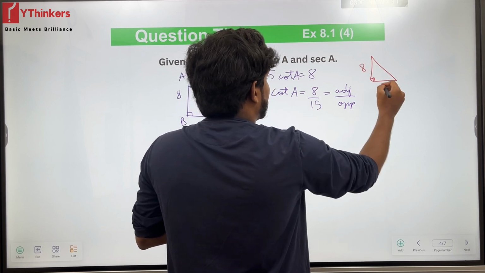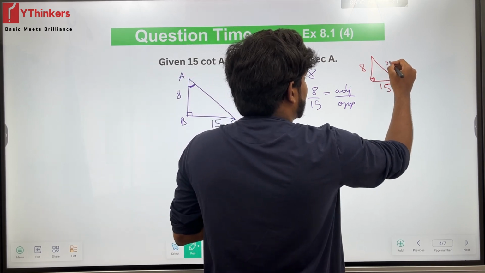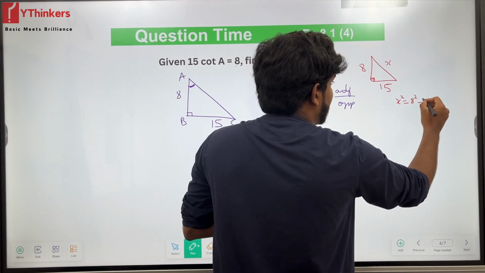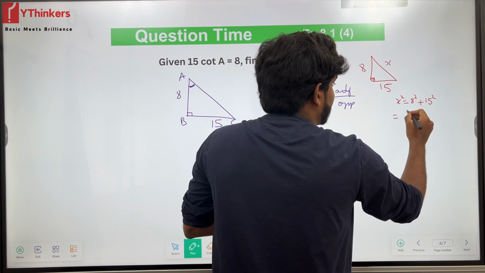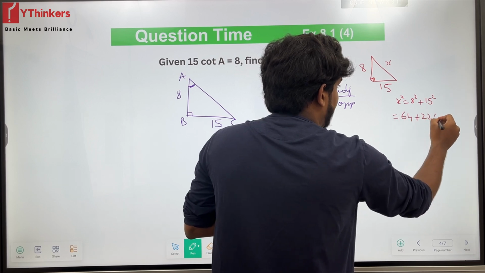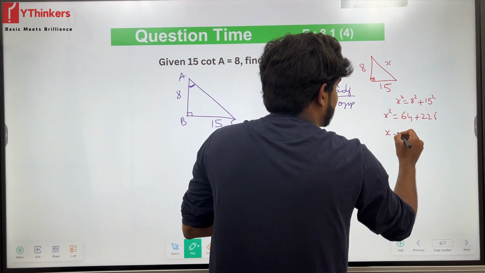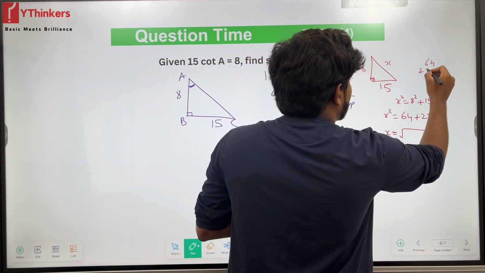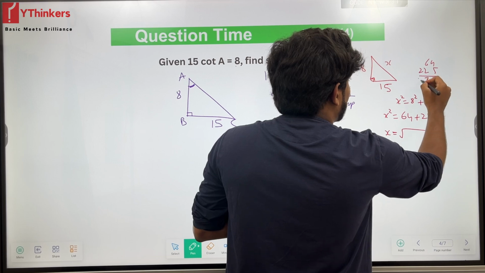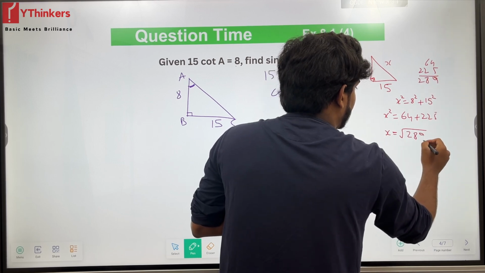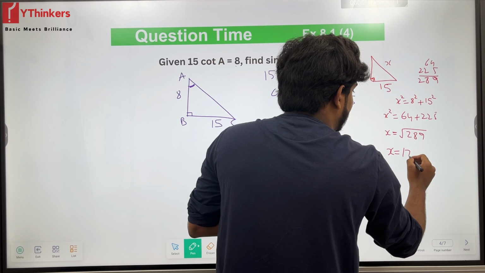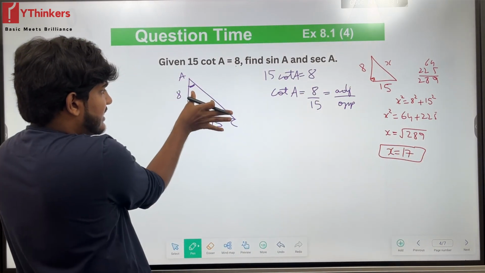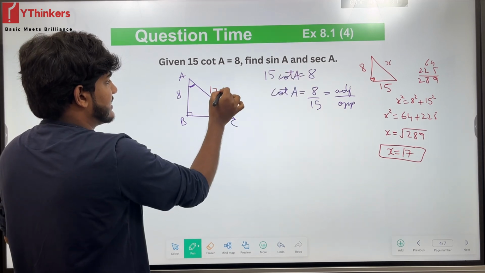Okay, this is 8. This is 15. We don't know the value of this, so x square, which is hypotenuse square, is equal to 8 square plus 15 square. 64 plus 225. So x is nothing but root of 289. This is nothing but 17. x is equal to 17 is the value we have got. x is nothing but AC, no? So we have got it as 17.